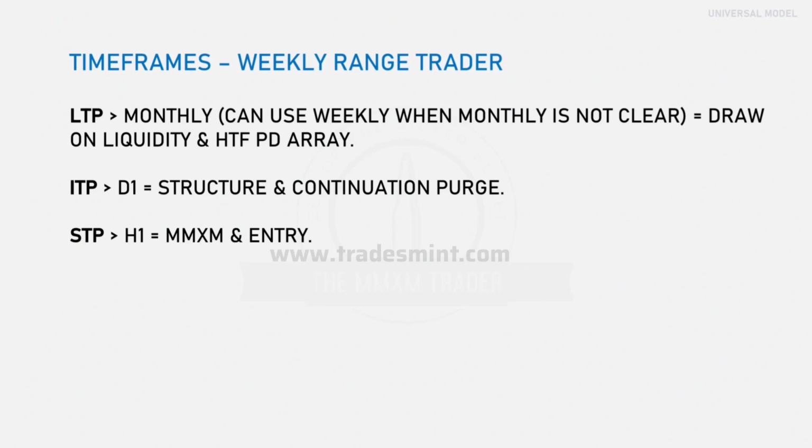So first of all, we're going to talk about that swing trader, right? That weekly range trader. We've got our long-term perspective where we'll use the monthly time frame, and we can also use the weekly time frame if the monthly is not clear enough, and this will be our draw on liquidity and our higher time frame PD arrays. Then we're going to go to that intermediate term perspective, right? We're going to use our daily structure and continuation purge, and then on the short-term perspective we're going to use a 1 hour market maker model and entry technique.